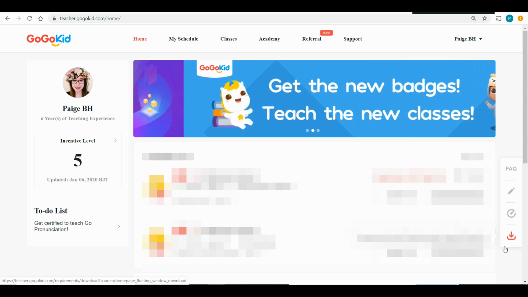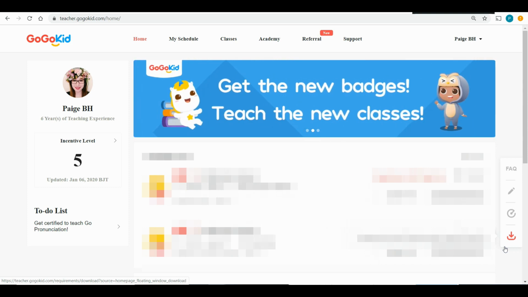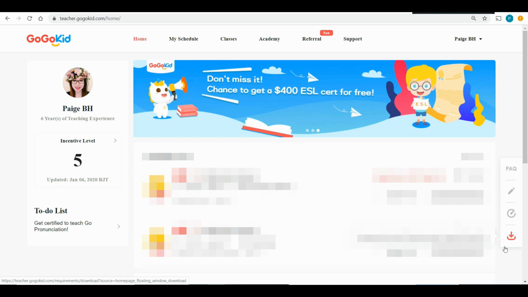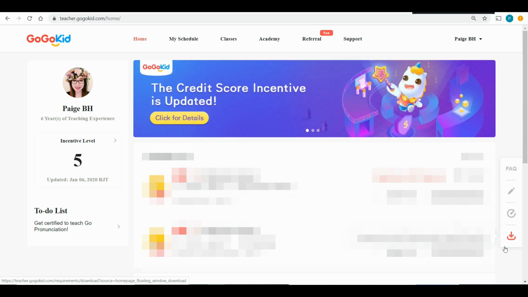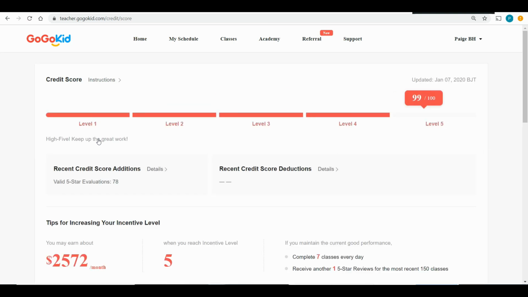All right, so I am doing a screen recording of the GoGoKid Teacher portal because it is the clearest and most efficient way to explain how to find your 5-star feedback percentage at GoGoKid. When you're in the portal, you can click on your incentive level and you will be able to see where you are as far as your credit score incentive level. I'm currently sitting at a level 5 since it launched. It is possible that if I were to get a teacher no-show, have a cancellation or something like that, I would see my incentive level fall.